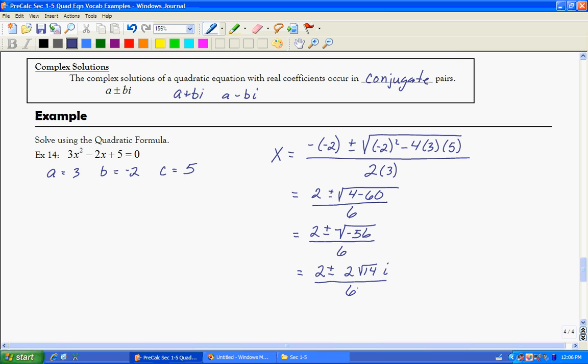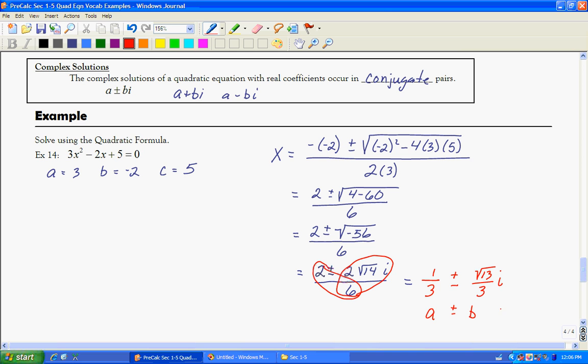And for us to get it into the standard form for a complex solution, we need a separate a and a separate b. So we're going to divide both terms of our numerator by 6 and simplify. So what we end up with is 1/3 plus or minus the square root of 14/3 i. So then our a value is 1/3.